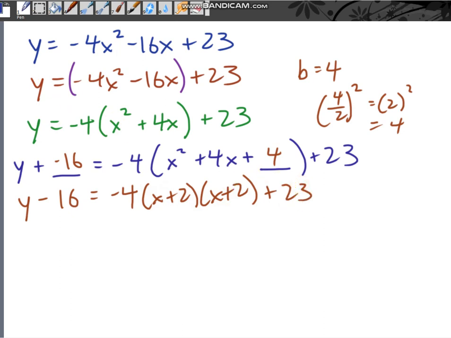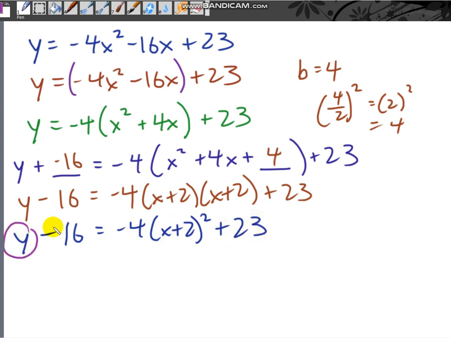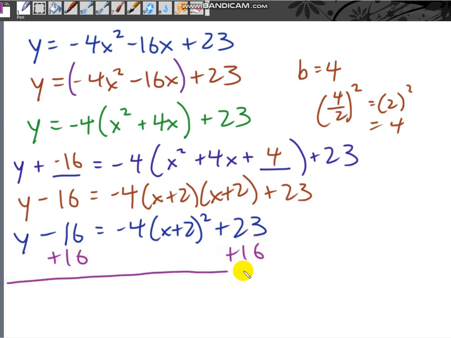We can clean this up even further. So we can group these. Y minus 16 equals negative 4 times x plus 2 squared plus 23. Okay. Next, get y by itself. In order to get y by itself, we're going to add 16 to both sides. The 16's cancel out here. We get y equals negative 4 times x plus 2 squared plus 39.